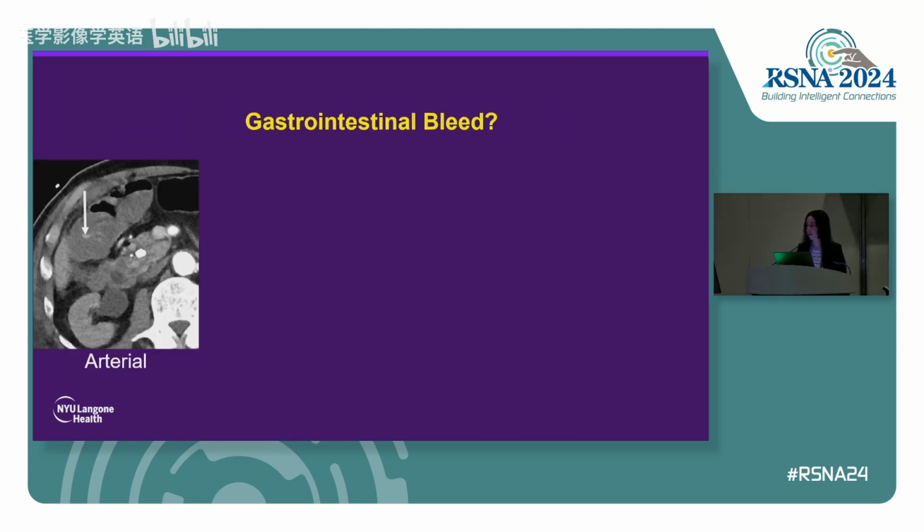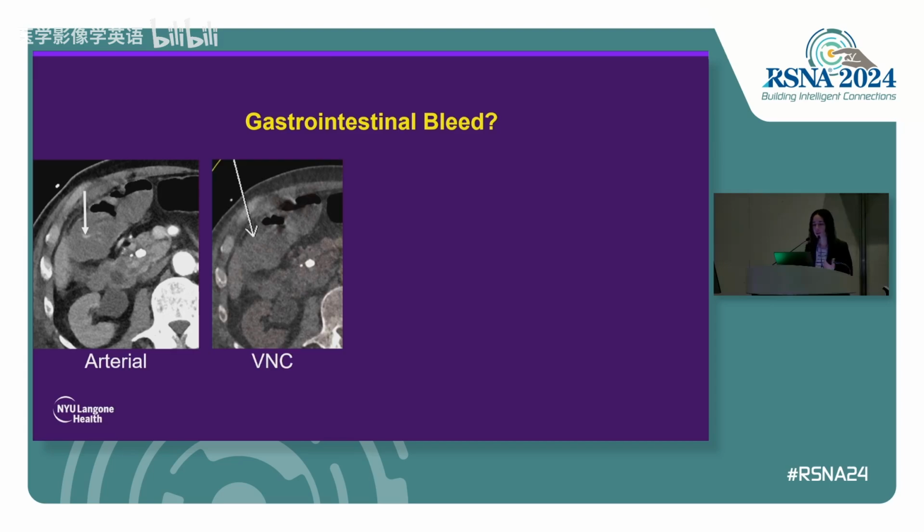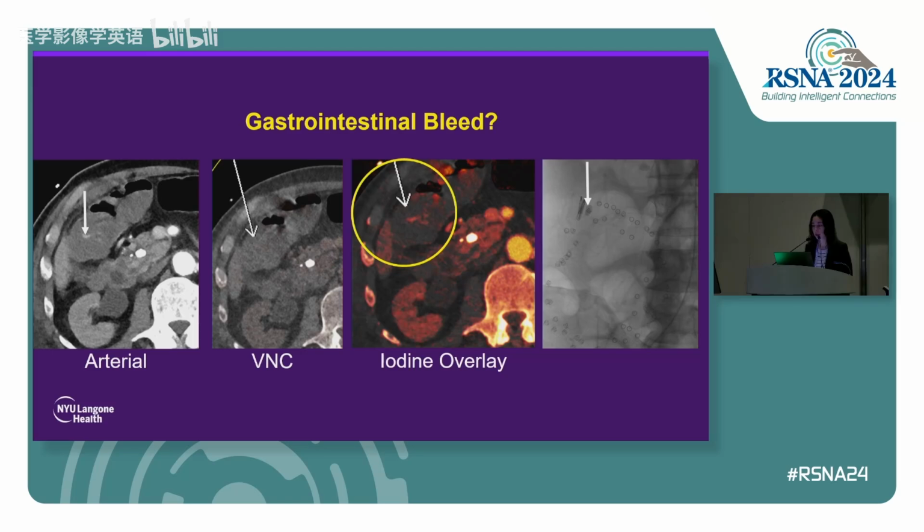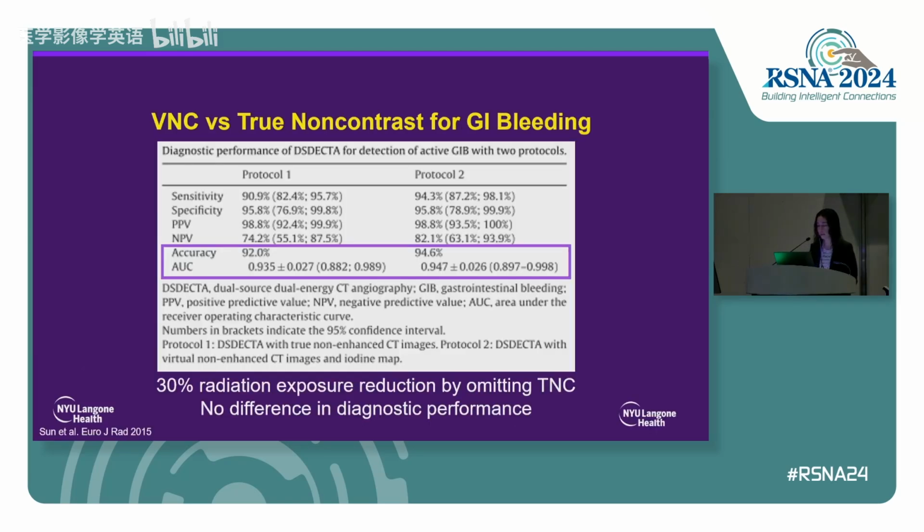So here's a companion. We have an axial arterial phase image showing a curvilinear hyperdense focus in the ascending colon, which is not present on the virtual non-contrast, is present on the iodine overlay. So even though it's pretty subtle, you're very confident that this is a GI bleed, which was confirmed on a subsequent conventional angiography. So how do we do for GI bleeding? So here's a study comparing Protocol 1, which had a true non-contrast, and Protocol 2, which had a virtual non-contrast. And you could see that while there's trends towards improved diagnostic performance with dual energy, with the virtual non-contrast, that didn't reach statistical significance.